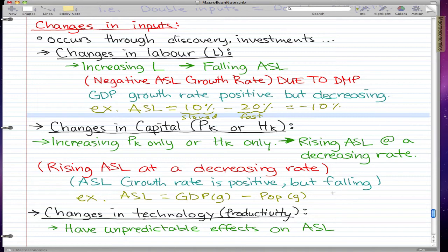Let's say there's no population, so this is 0. Then with our robots, we're still producing output, but because of the rust, we're producing less and less. So we have a positive growth rate, but our growth rate is falling. Since ASL is now equal to GDP, as we have no population, we have a rising ASL at a decreasing rate. That's the same as the growth rate being positive but falling.